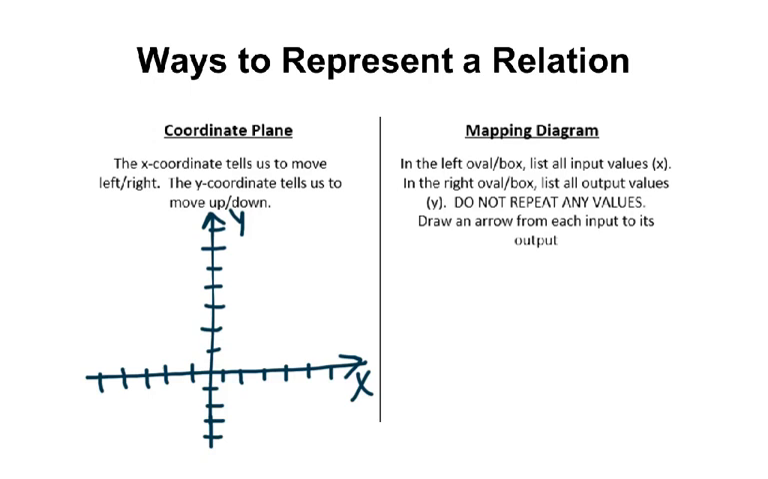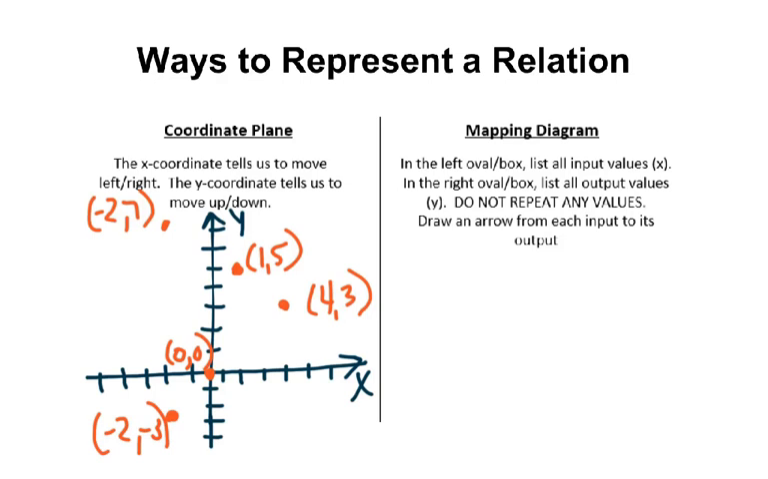Now I'm going to try to plot some points. So our first point was 1, 5. So remember, you do the x first and then the y second. So 1 for x and 1, 2, 3, 4, 5 for y. It's going to put it in this vicinity here. Then -2, 7 is going to be to the left and up. 4, 3 is right and up. 0, 0 is nice and easy. And the last one was -2, -3, so left 2 and down 3. And that is one way to represent a relation as a coordinate plane.